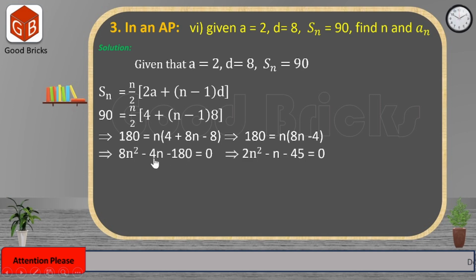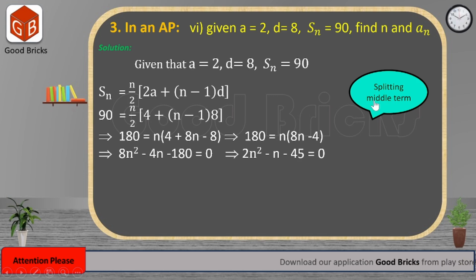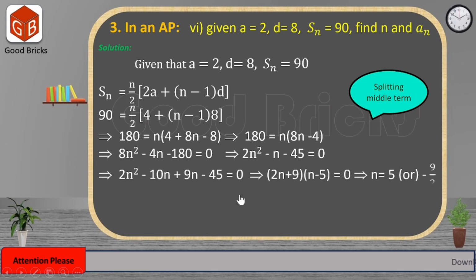When you divide this equation by 4 on both sides, left side and right side, you can write as shown here on the screen. Now this equation is in the form of ax square plus bx plus c. So to find the value of n, we need to do factorization. Before factorization, we need to split the middle term. On splitting the middle term, we have a separate playlist and videos. Please watch so that you can easily understand how we are splitting and factorizing this.